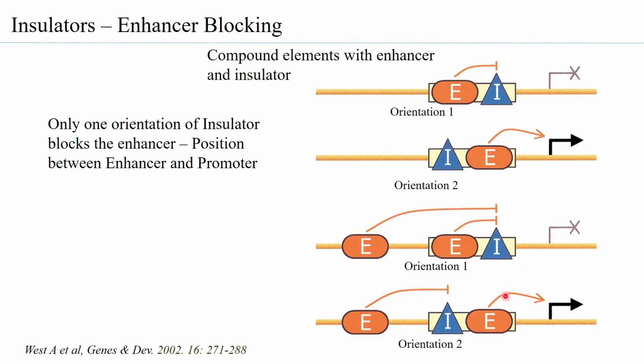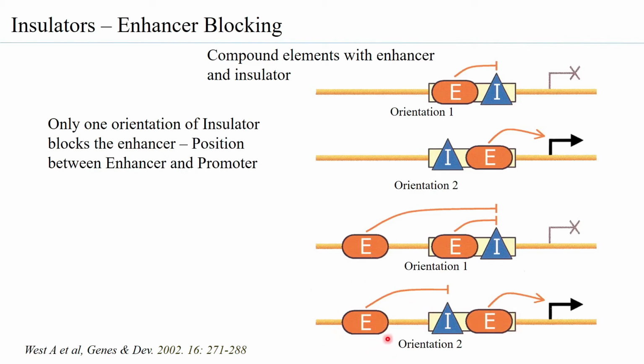Now let us look at another example where the same two orientations were used, but the construct containing the enhancer and the insulator was inserted between an already existing enhancer and a promoter. So the effect is also very clear. When you have the insulator present between the enhancers and the promoter, you can see that the activity of both the enhancers is blocked. But in this orientation, you do not have the blocking of this enhancer, but you definitely have the blocking of this enhancer.